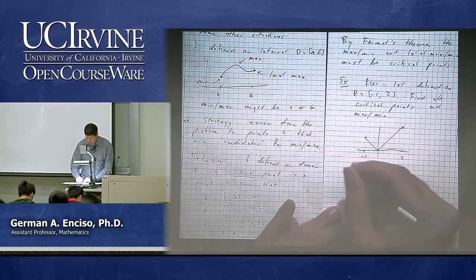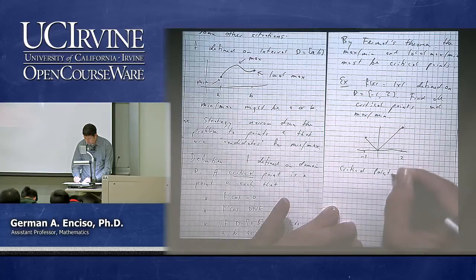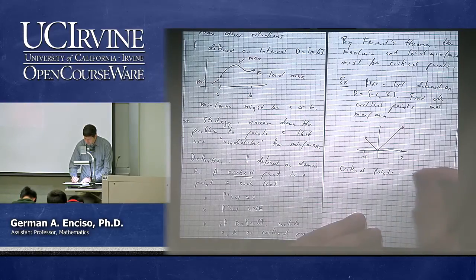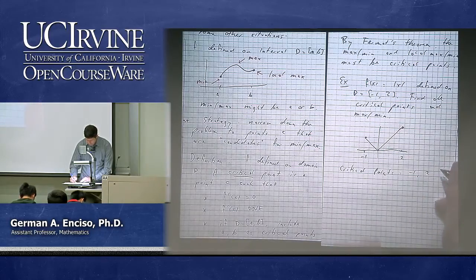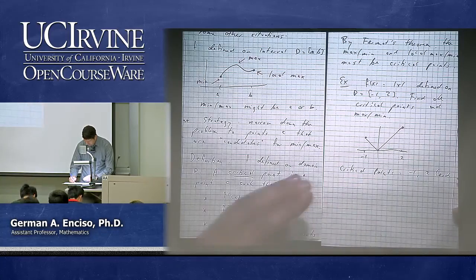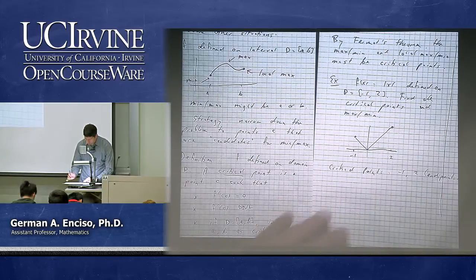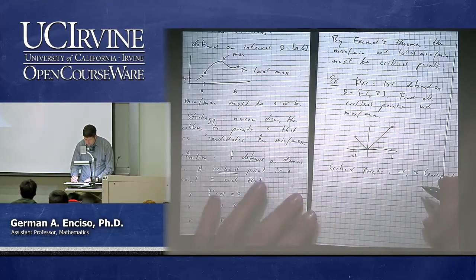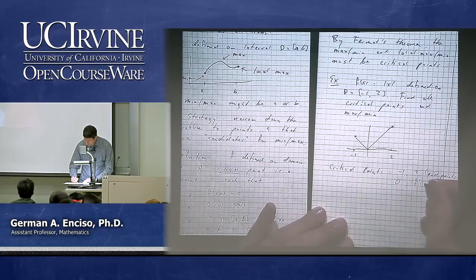So the critical points are minus 1 and 2. These are the endpoints. And also x equals 0, because f prime of 0 does not exist.